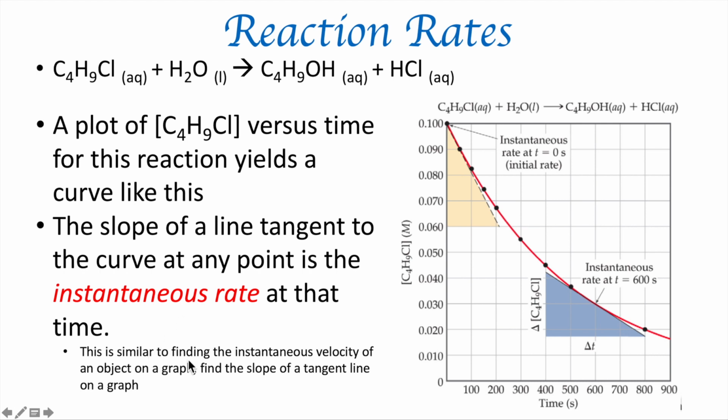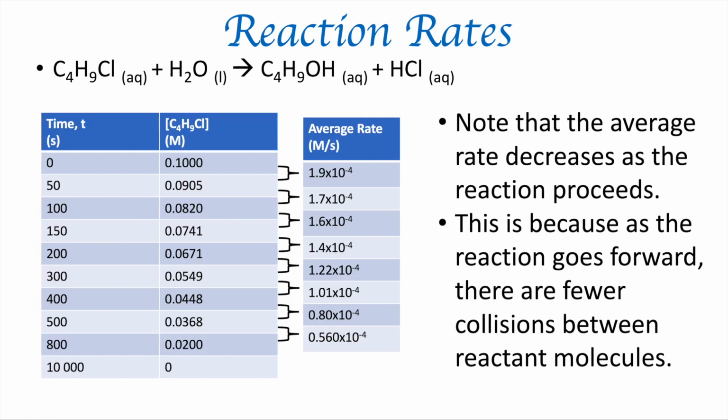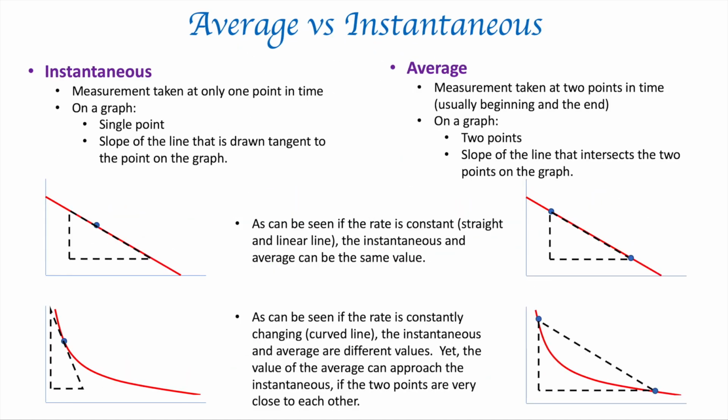Again, this is similar to finding the instantaneous velocity of an object on a graph: you find the slope of a tangent line on the graph. So let me quickly go back to this: on a curved line, you find a single point and draw a line tangent to that arc, and you're just looking at the rise versus run.